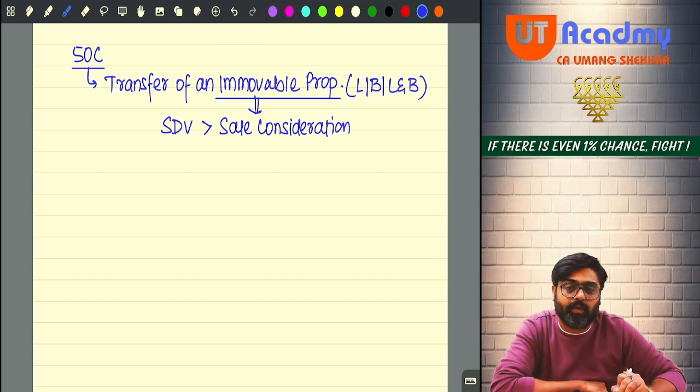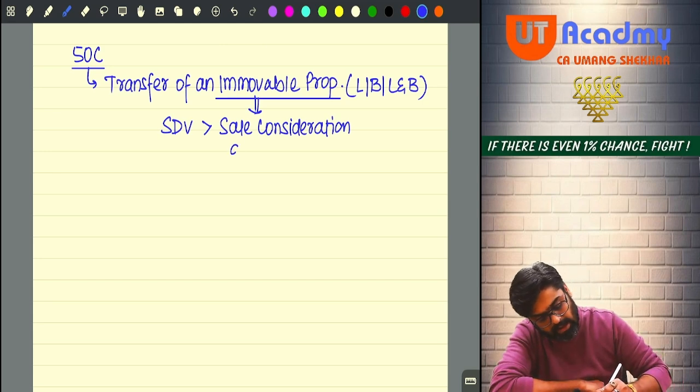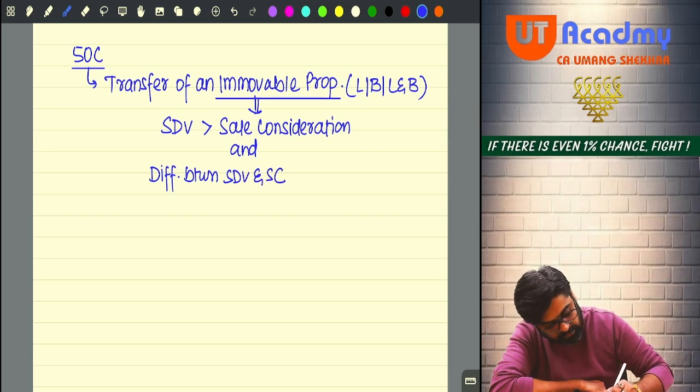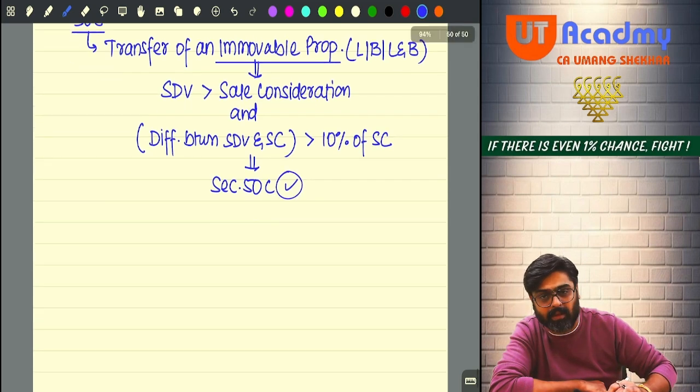So if the stamp duty value of the property is higher than the sale consideration, and the difference between stamp duty value and sale consideration is more than 10% of sale consideration, then section 50C is attracted. Only then will 50C become applicable.